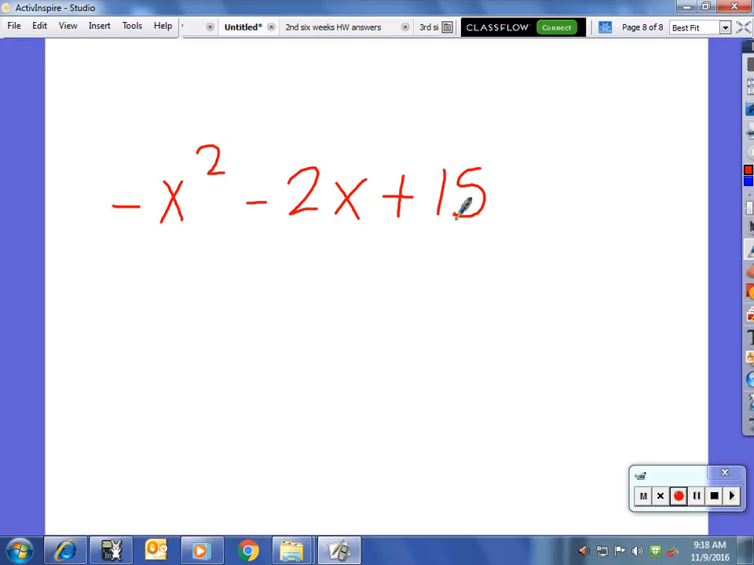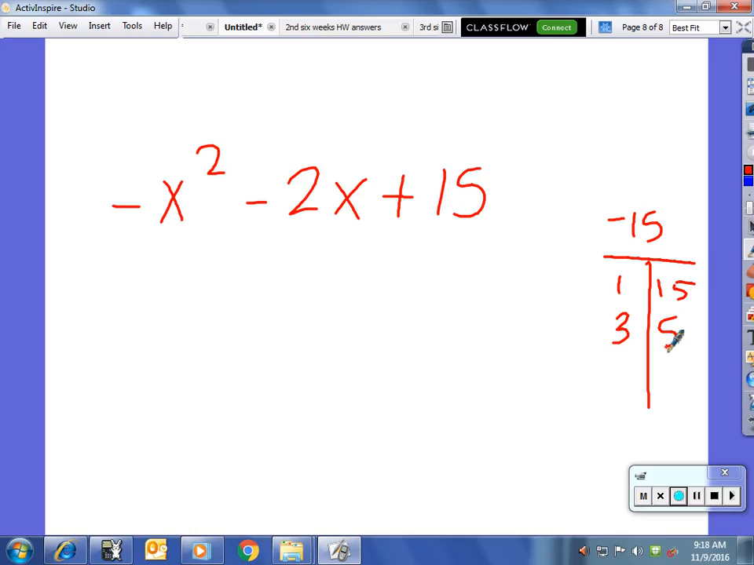Always multiply A times C. So what product am I looking for here? I'm looking for a negative 15. What are all the factor pairs of negative 15? 1 and 15, 3 and 5. That's pretty much it, right?